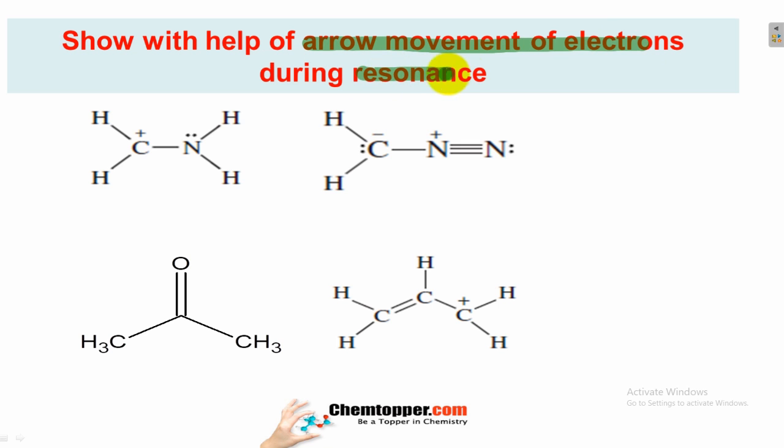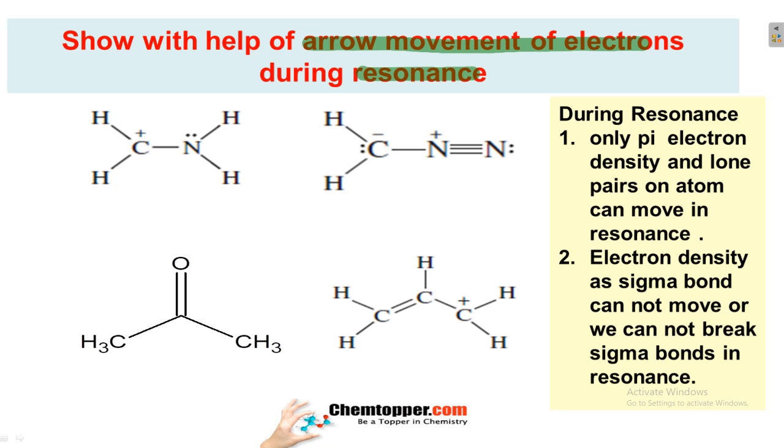Difference in electronegativity can be used to show the direction of flow of the electrons in resonance or in the mechanisms. Before answering these questions, let's review two basic rules of resonance. During resonance, you can move only pi electron density and lone pairs. You cannot break a sigma bond, or a sigma bond cannot move. It means that we cannot move an atom, but we can move a lone pair.